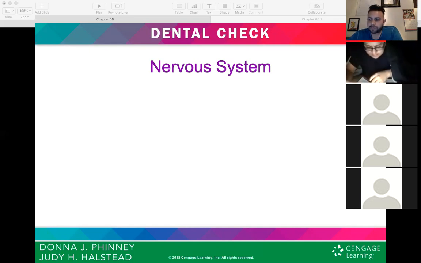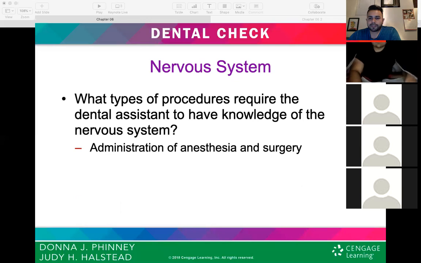It says importance to the dental assistant. It reads, dental assistants must know the nerves in the face and oral cavity to effectively assist the dentist during the administration of anesthesia, as well as many types of surgical procedures. So I believe that's why we would need to know about the nervous system.